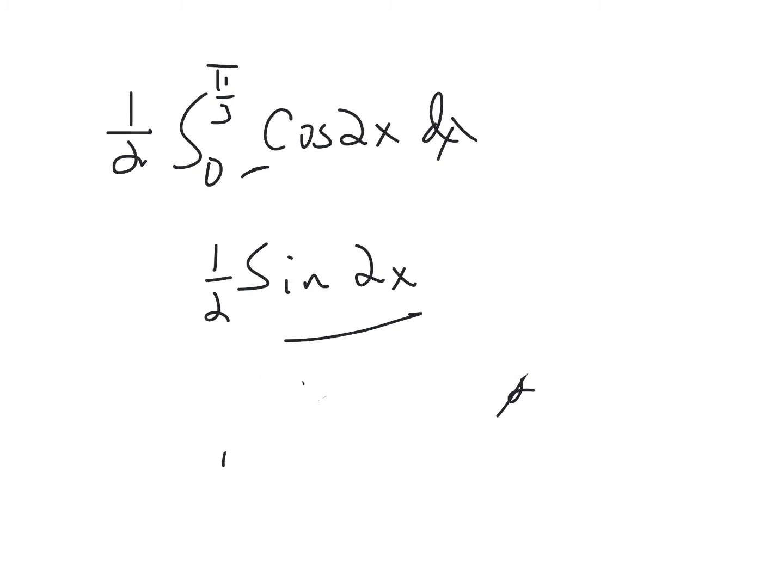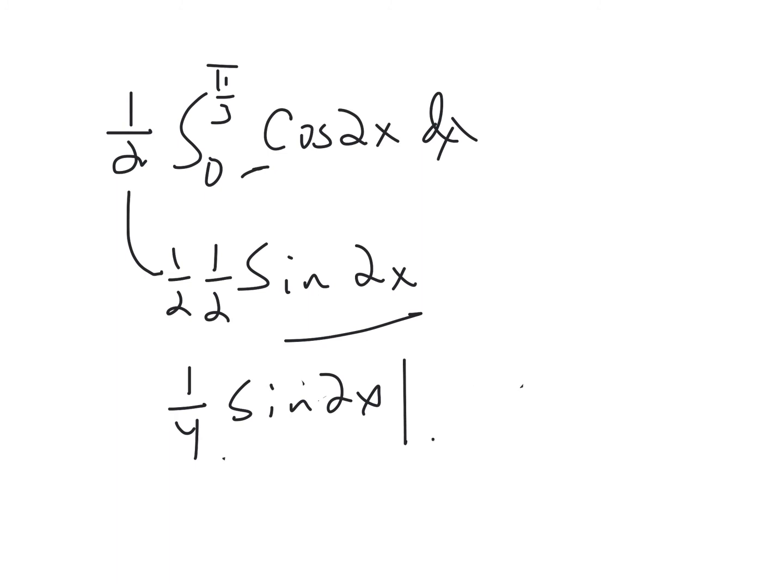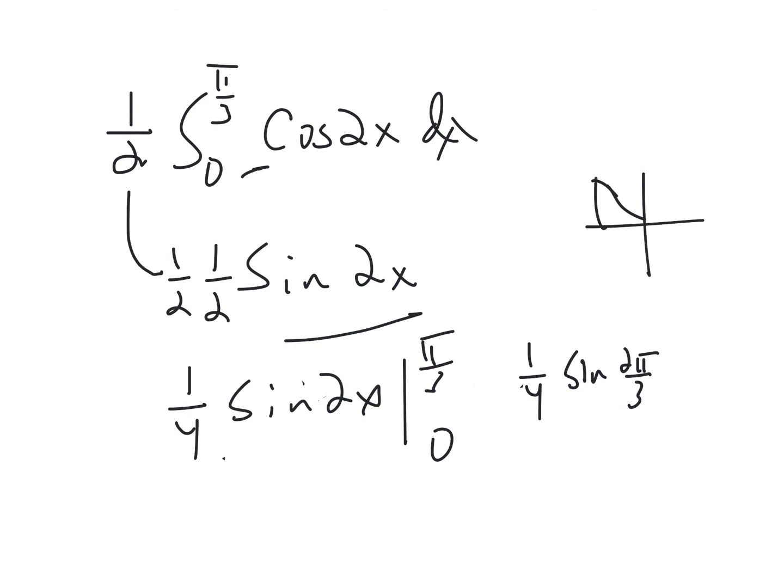And then, because I've got that other 1/2 out in front, 1/2 times 1/2 is going to be 1/4 of sine of 2x, and I'm going to evaluate that from 0 to pi over 3. So 1/4 times the sine of 2 pi over 3, right? Because pi over 3 times 2. Well, remember that. So over here in quadrant 2, that's a 60-degree reference angle, so that's the square root of 3 over 2. And that's what we want.